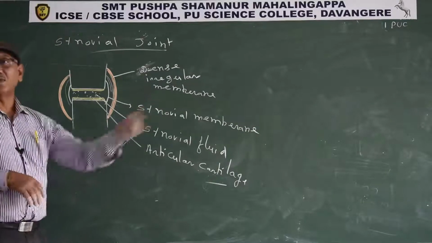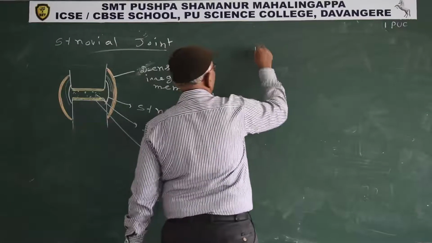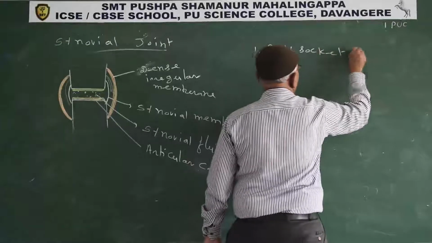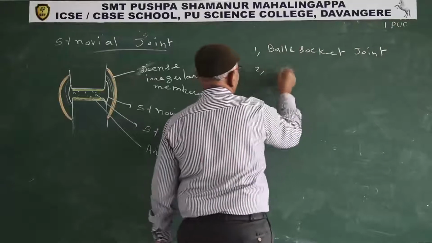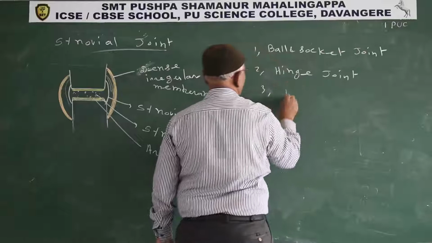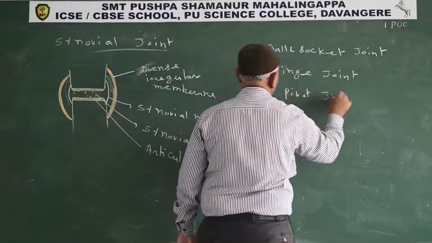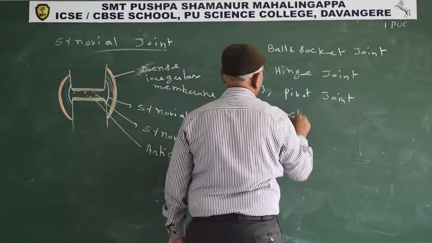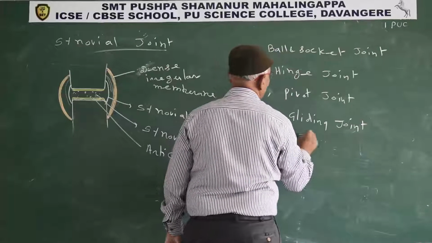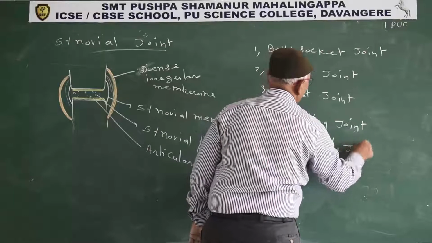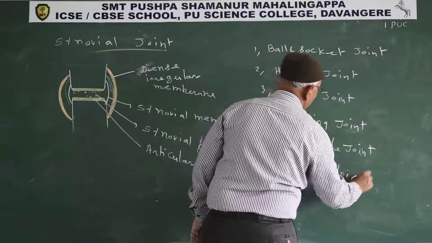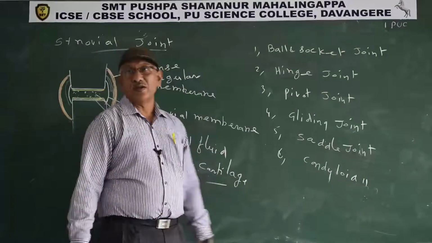So synovial joints are of six types: ball and socket joint, hinge joint, pivot joint, gliding joint, saddle joint, condyloid joint.